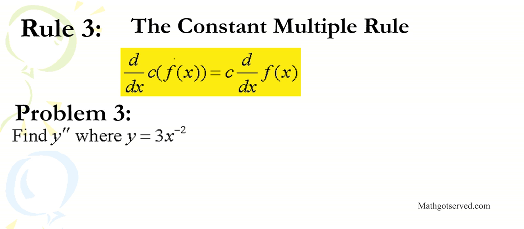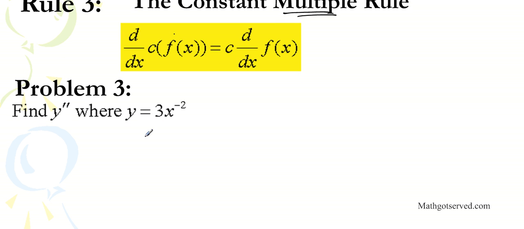Then you cannot apply this rule. All right, so multiple basically means that the constant is being multiplied by the entire function. That is why we can factor it out. Okay. So let's take a look at this example. It says find y double prime, the second derivative of this function right here.